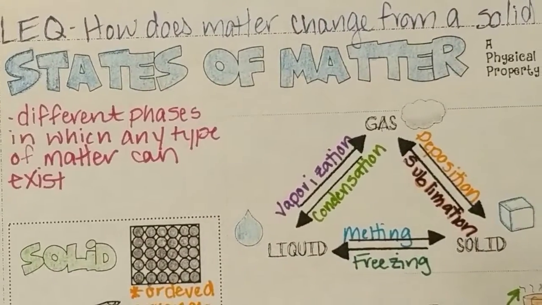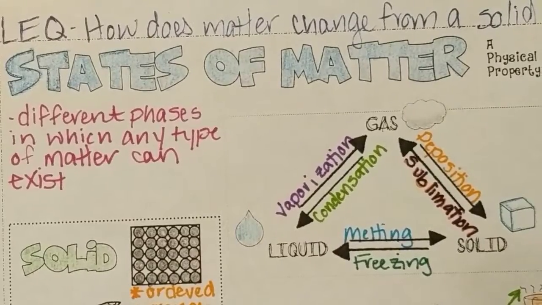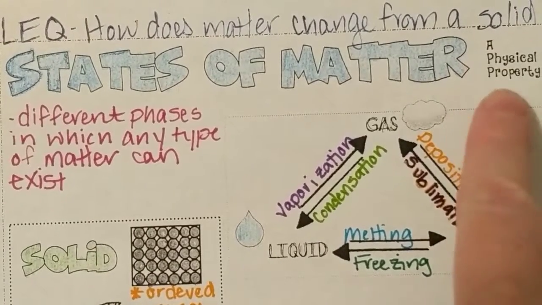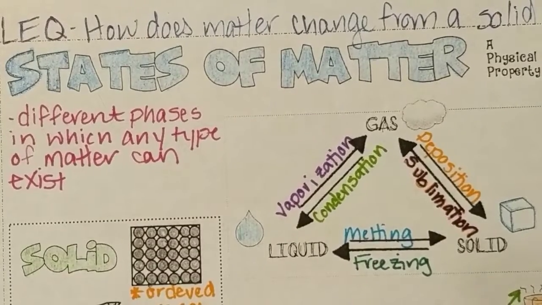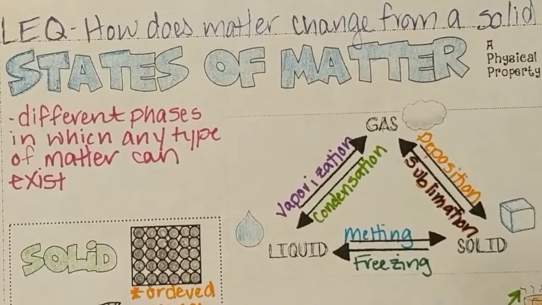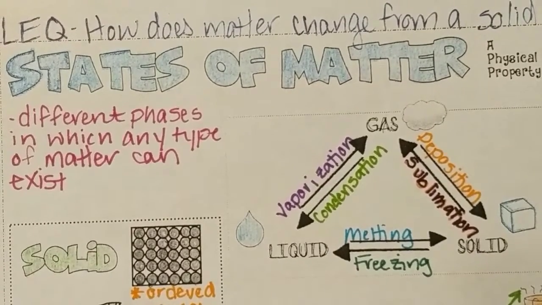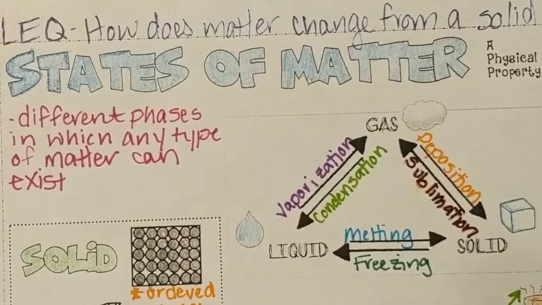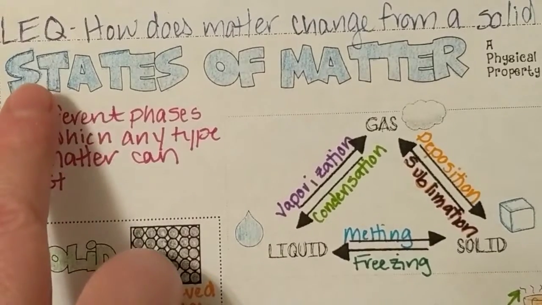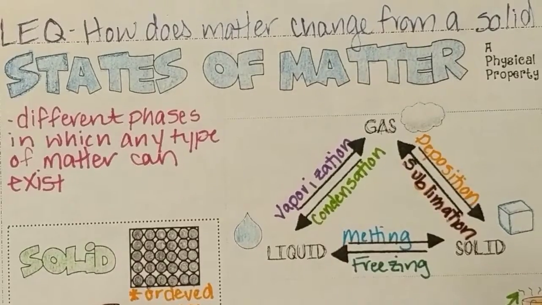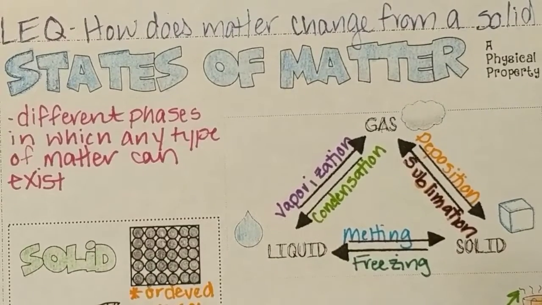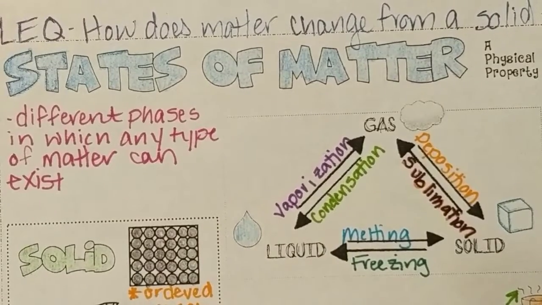Alright, before we move on, we're going to talk about what a state of matter is. First things first, a state of matter is a physical property. With a physical property, we see the properties of the matter itself. Things don't have to be changed in order to observe a physical property. States of matter are the different phases in which any type of matter can exist. So lead, for example, can exist as a solid, a liquid, and a gas.